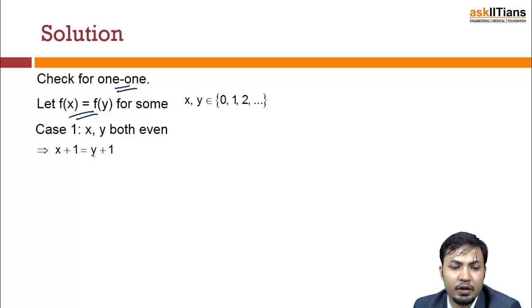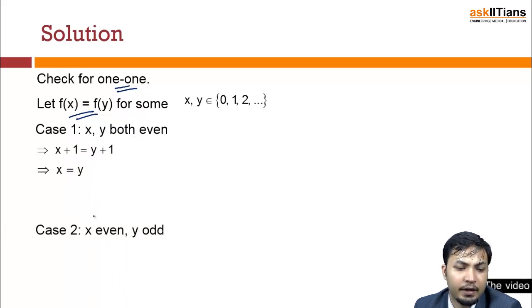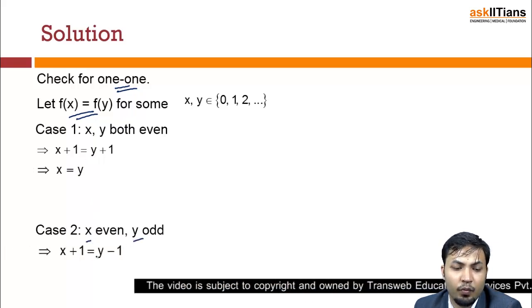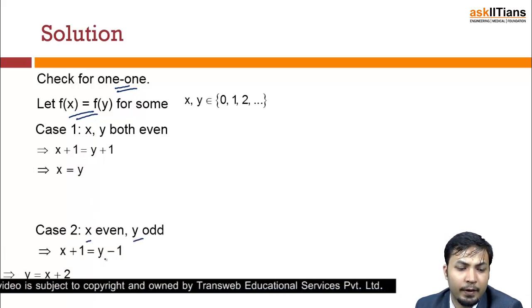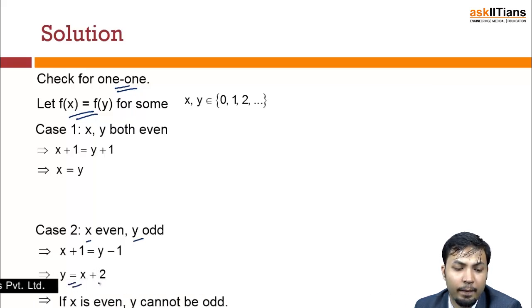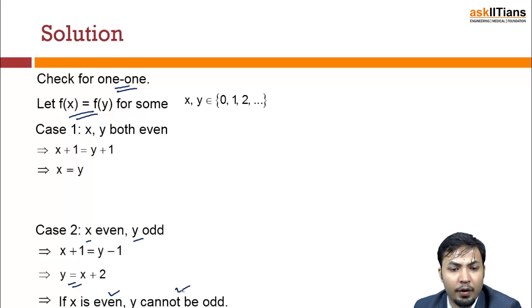So, x plus 1 equals y plus 1, x equals y. Case 2, x even and y odd, x plus 1, y equals minus 1. So, in that case, y becomes x plus 2. Therefore, if x is even, y cannot be odd.